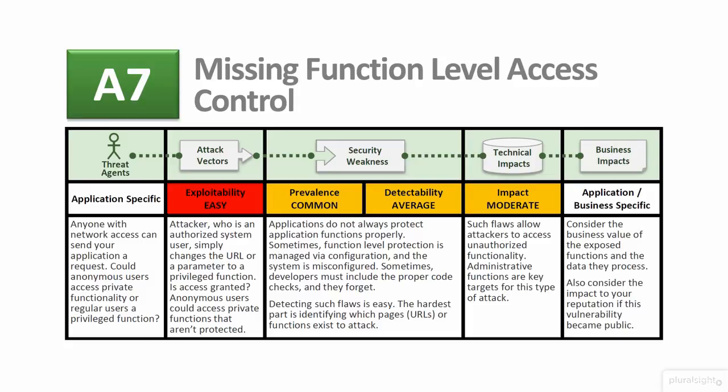Let's start here back with the OWASP Top 10. And we're looking at the number 7 risk out of those top 10, missing function level access controls. And this is logically where that fits into the course.